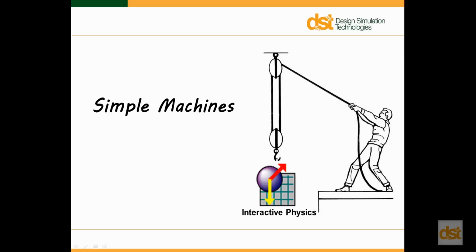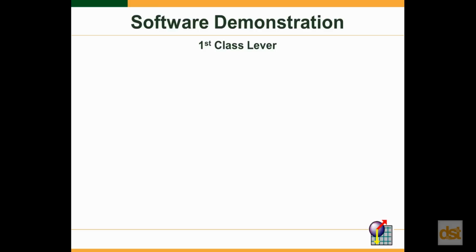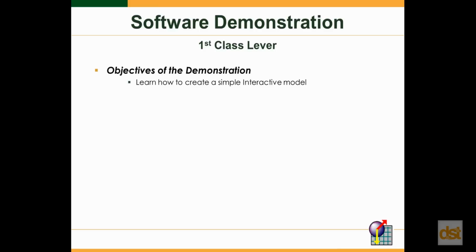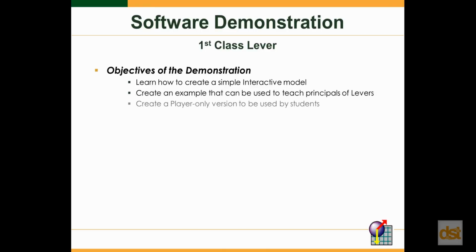In this demonstration, we'll show how interactive physics can be used to create a model of a simple machine. The objectives for the demonstration are going to be to show how interactive physics can be used to easily create a model that can be used by students to investigate, explore, and understand concepts in physics. This will be an example that can be used to teach principles of levers.